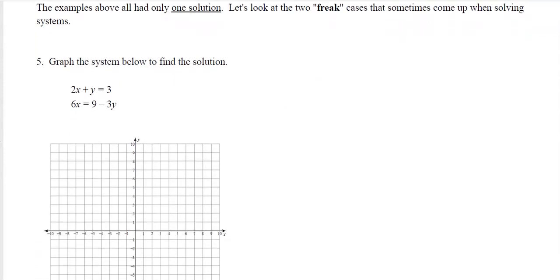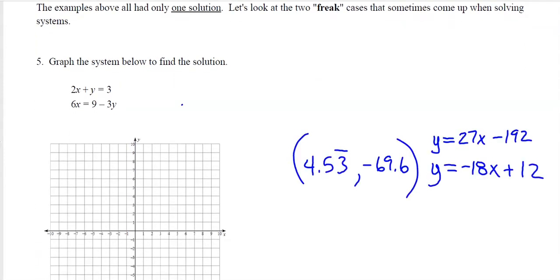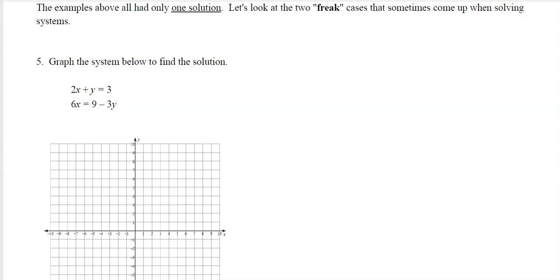All right, so the examples all above only had one solution. So that was the normal 2 lines crossed. We're good to go. Now let's look at the 2, what I call the freak cases. There's always some freak things that happen, some weird stuff out there. And these both represent the freak cases.